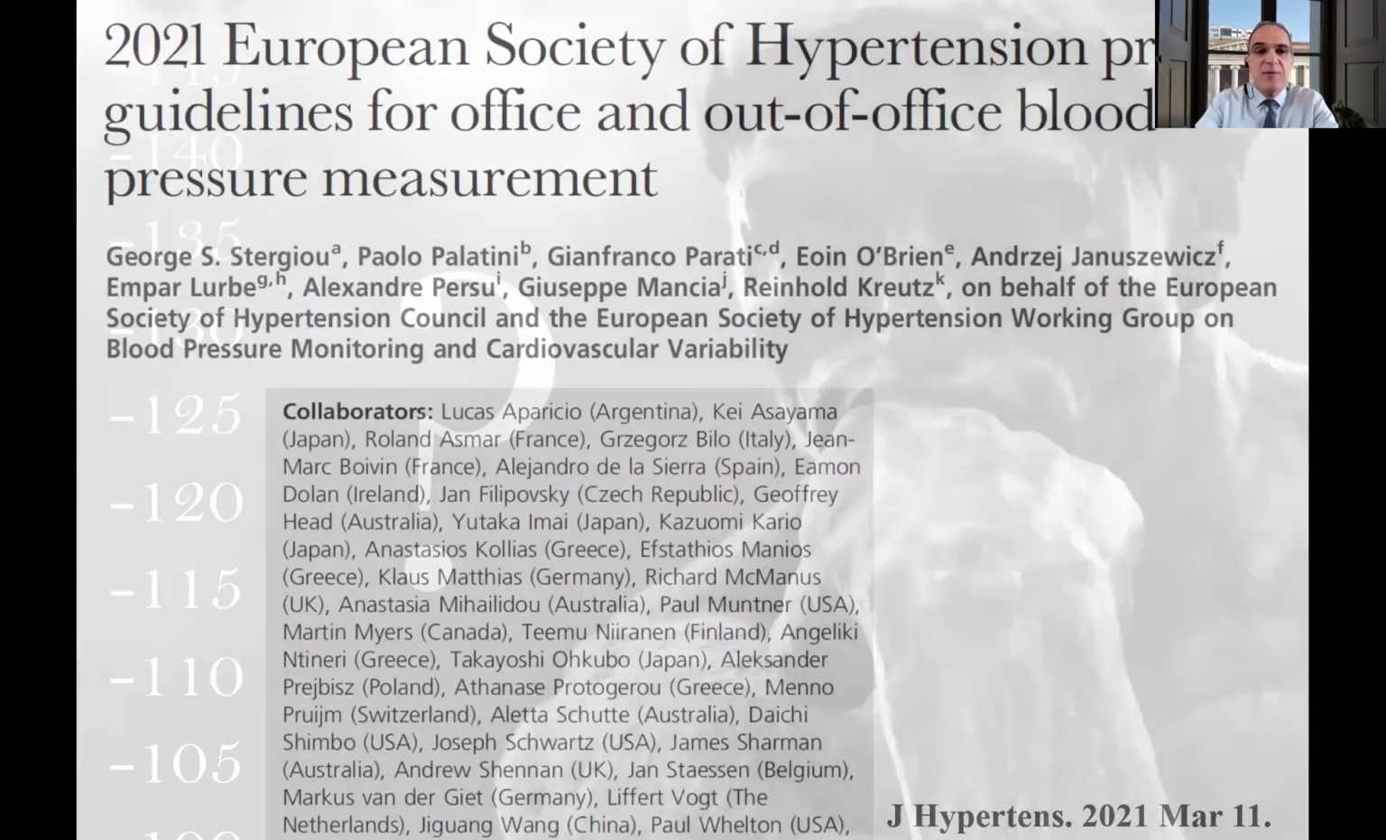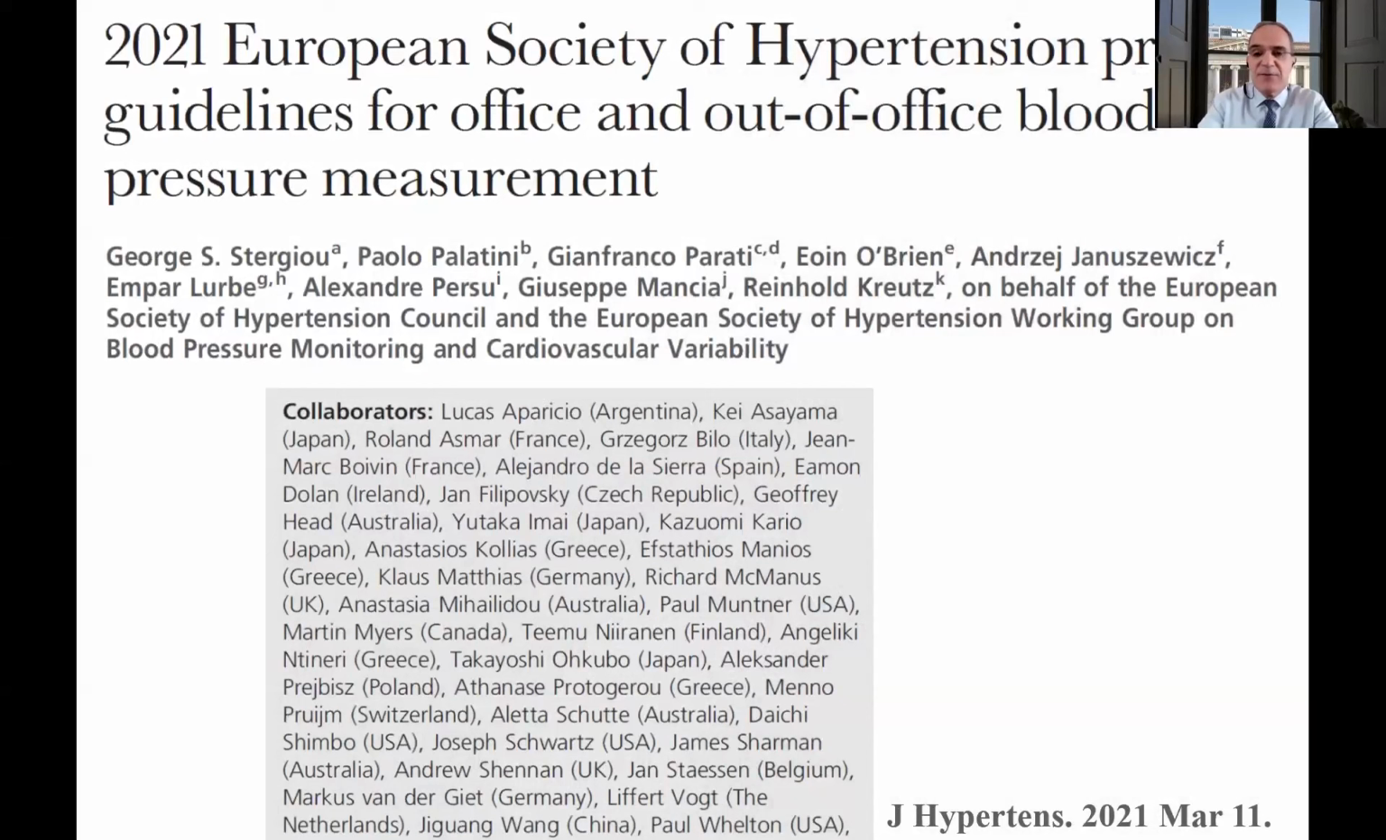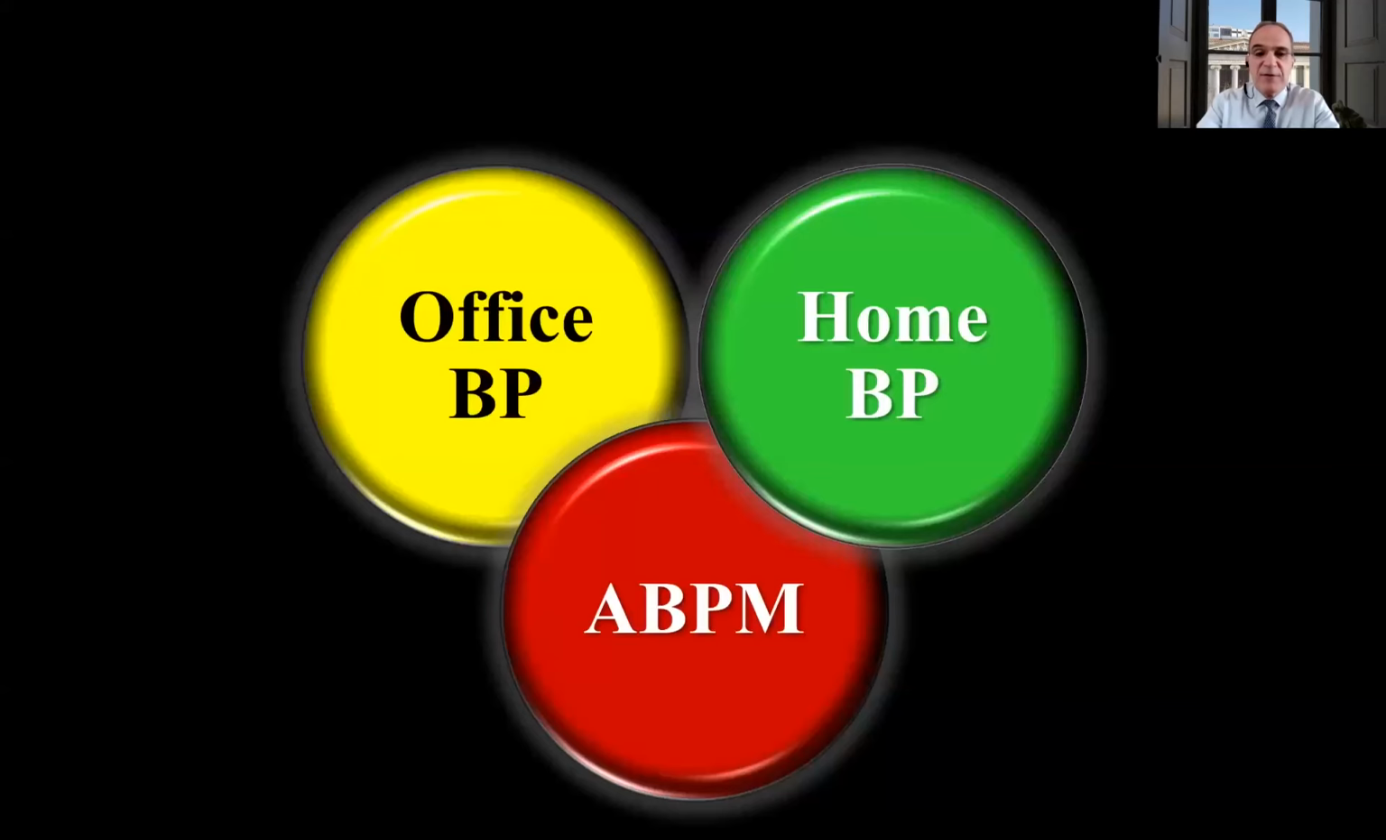This is why a few weeks ago, the 2021 practice guidelines for blood pressure measurement were published, which provide simple recommendations on how physicians should apply the science of blood pressure measurement in clinical practice. You can see this is a statement written by about 40 experts in blood pressure measurement from around the world. So we have three main methods for blood pressure evaluation: office, home, ambulatory.